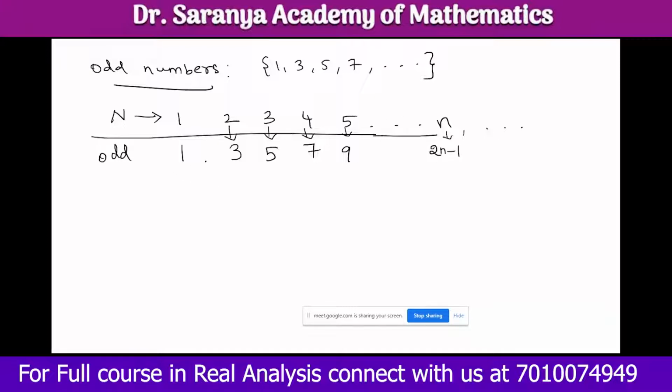Yes, ma'am. So you can map up to infinity. Here also an infinite number of terms are there. Is there any doubt? No, ma'am. So odd numbers is countable or uncountable? Countable. So odd numbers is countable. So we can map integers also like this. Yes or no? Yes, ma'am.